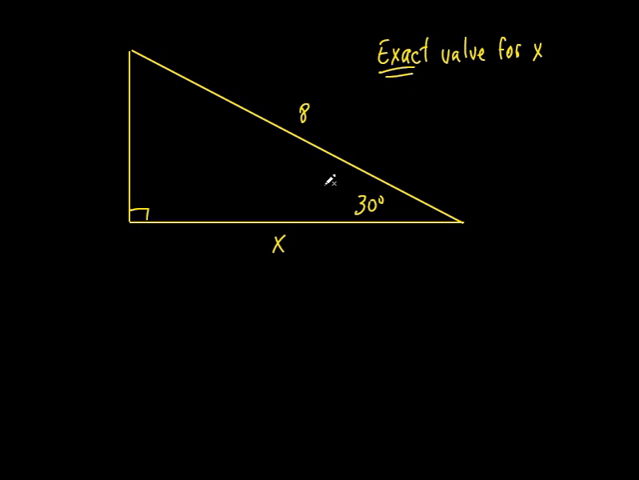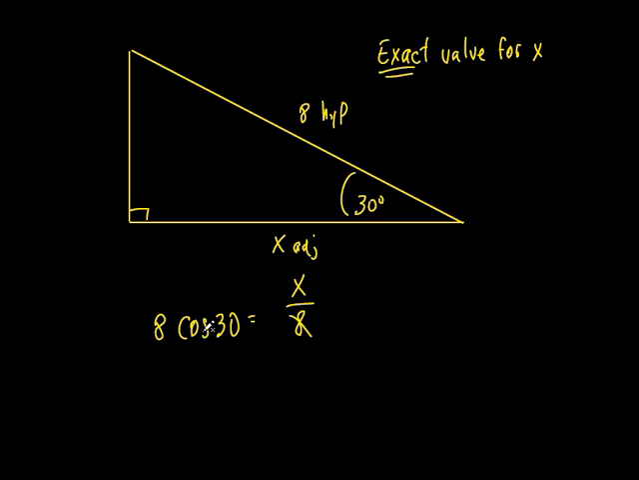All right, so the exact value for x. So how do we do that? Well, let's see what we got. What side is this to that 30 degree? That's adjacent. And then what is the 8? That's hypotenuse. So what trig function are we going to use? The cosine of 30 equals what? Right, adjacent over hypotenuse. And so we solve for x, multiply both sides by 8, correct?